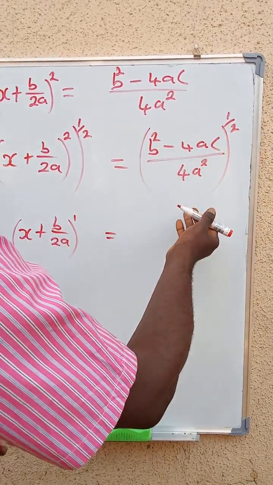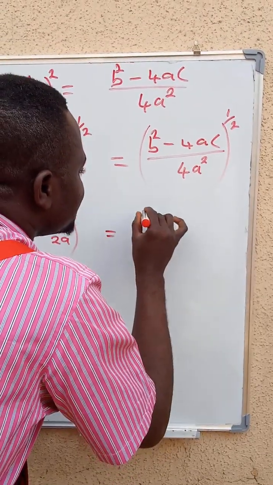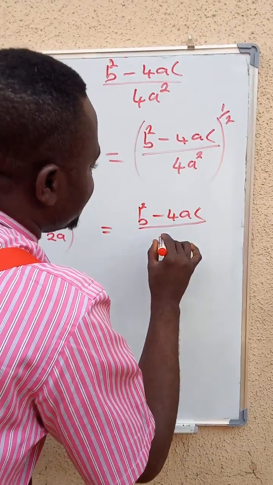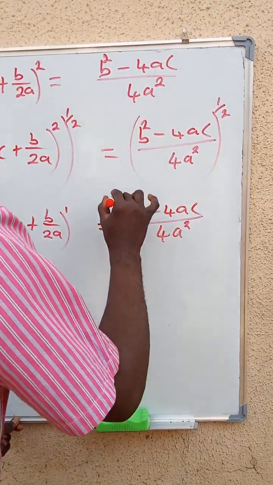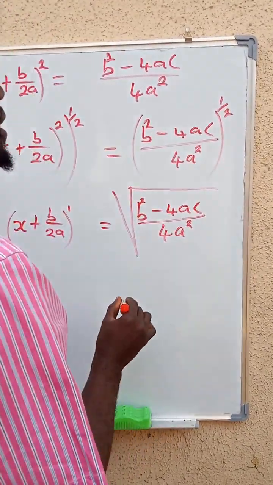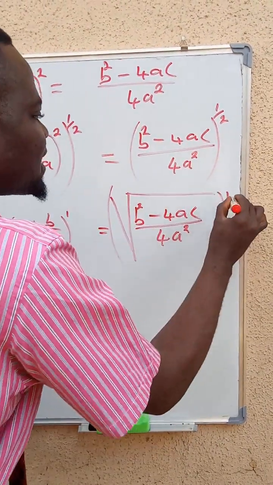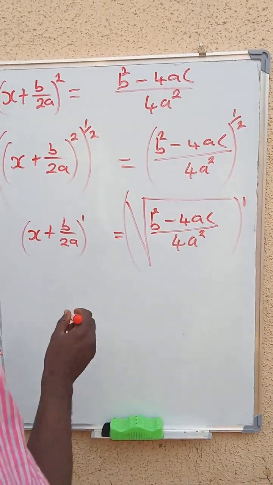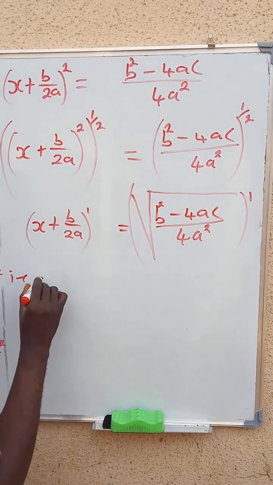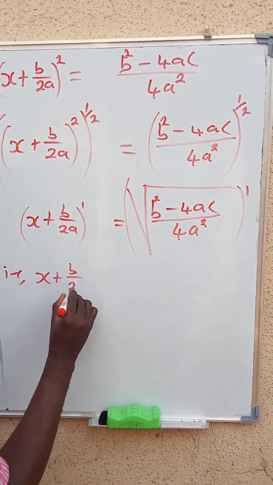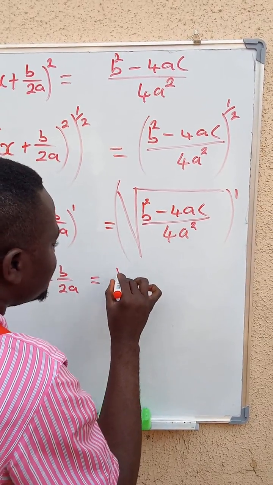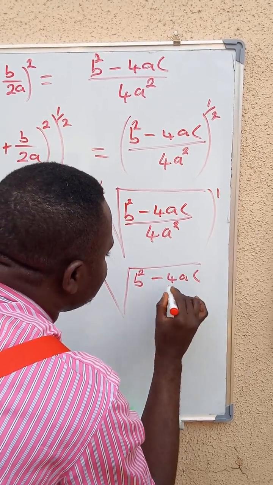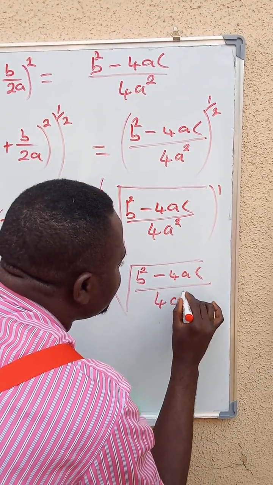In this case, I can split them. It's the same thing as b squared minus 4ac over 4a squared. Let me put it straight first: this all raised to power of 1, as I defined down. But anything raised to power of 1 is itself. So I have x plus b over 2a is the same thing as the root of b squared minus 4ac over 4a squared.